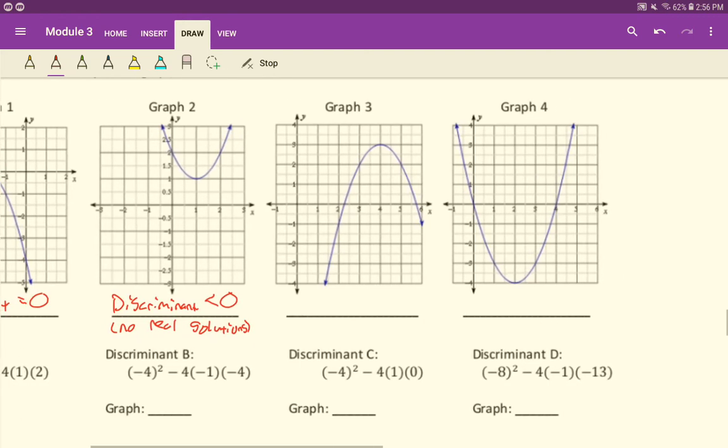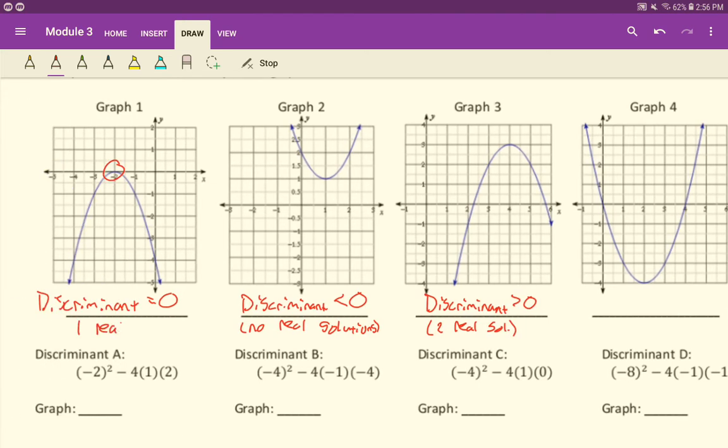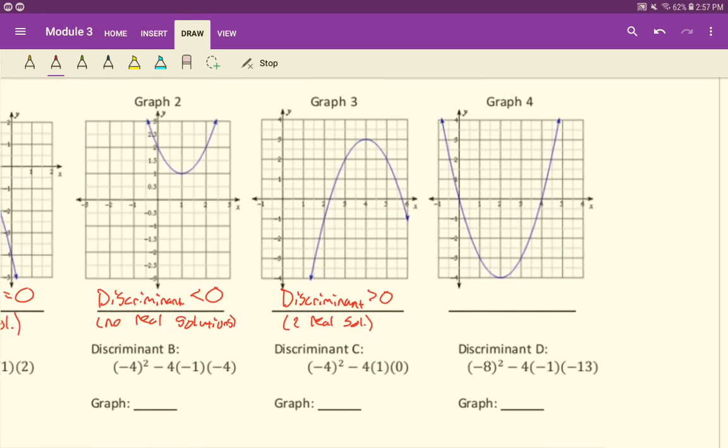Okay, what about this one? How many solutions do you see here? Again, look at the x-axis. How many times does it cross? Twice. So 2 real solutions. That means our discriminant is what? Greater than 0. I guess I'll go ahead and put the 1 real solution there. Okay, and then finally here, how many real solutions do you see here? Well, it crosses twice. So same thing. Discriminant is greater than 0. 2 real solutions.